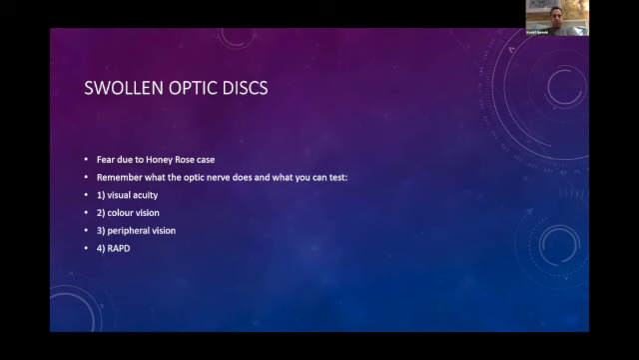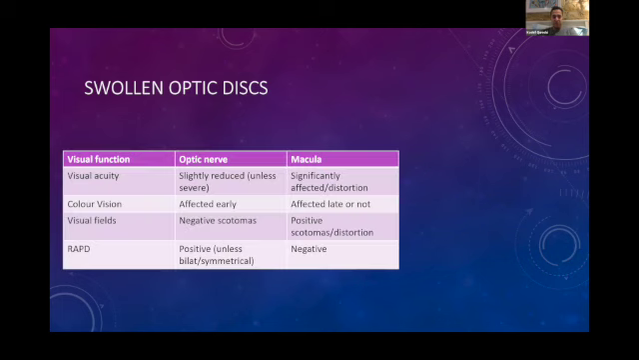Again, remember what you can do and what you can test and what the optic nerve does. With the optic nerve, you can test the visual acuity, color vision, peripheral vision, and an afferent pupillary defect. And all of those things you can do in the community.